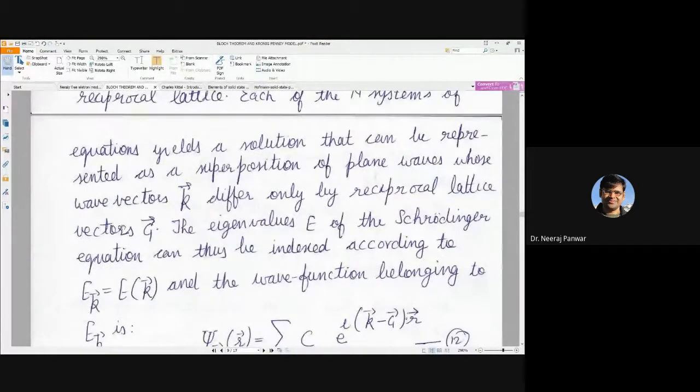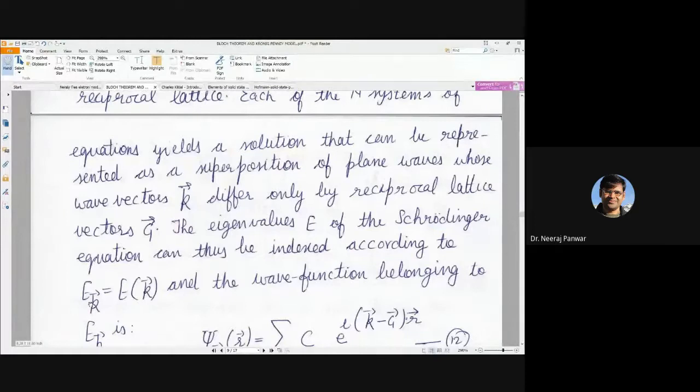So if it is so, the eigenvalues E of the Schrodinger equation can thus be indexed according to this index. It means we will write k here, because we have different k's, so energy can be written as to which k it represents. Therefore we will have k, and not only k, we will also have the index of the band.